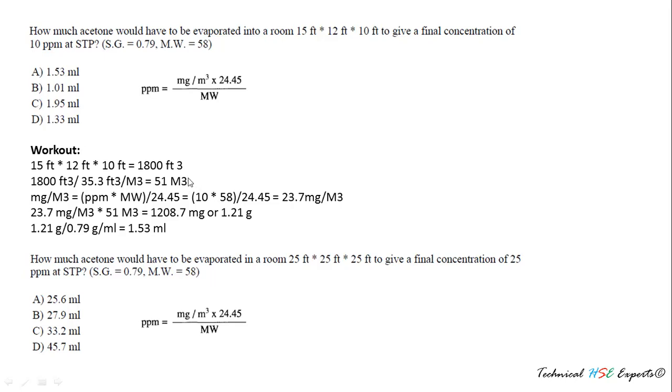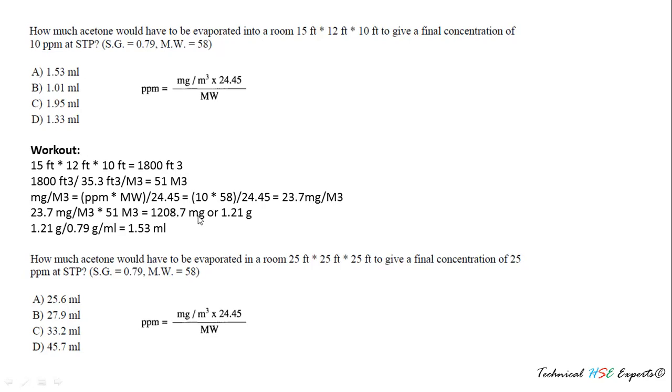Next, what they are doing is keeping milligram per meter cube on the right hand side and taking all the values to the left hand side, because the ppm value is given as 10, the molecular weight value is given, and 24.45 is a constant in the formula. Then they can easily identify how many milligram per meter cube it is. Then they are multiplying with the room volume, 51 meter cube. So meter cube and meter cube get cancelled, and you will end up with milligram.